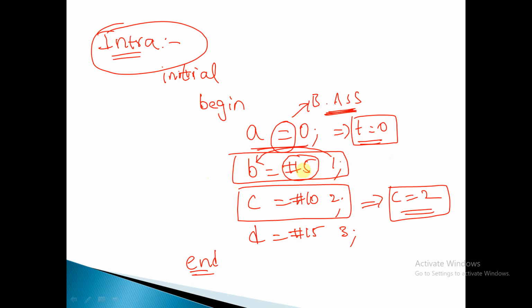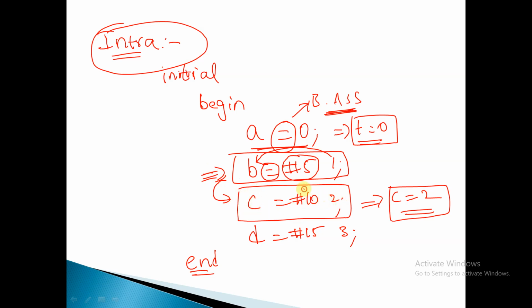So up to 5 time units, my assignment is not yet completed. Since we are using a blocking assignment, it is not going to allow the compiler to go to the next step, that is C is equal to #10 2. So up to 5 time units, my compiler will wait at the second step only.